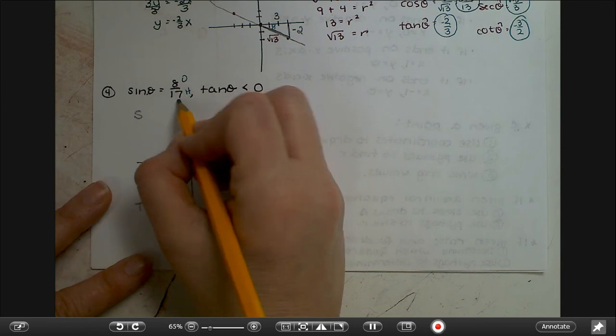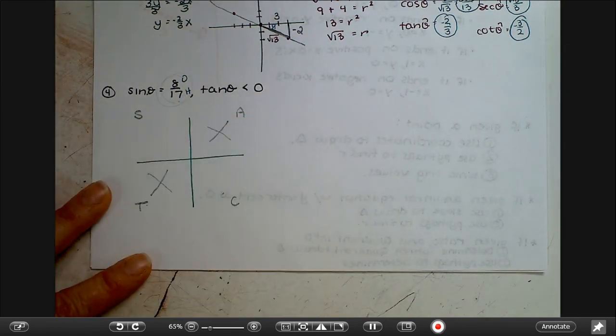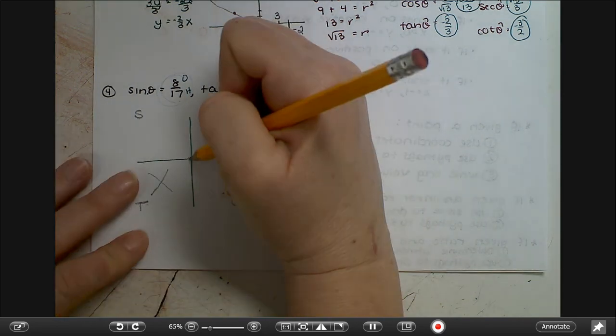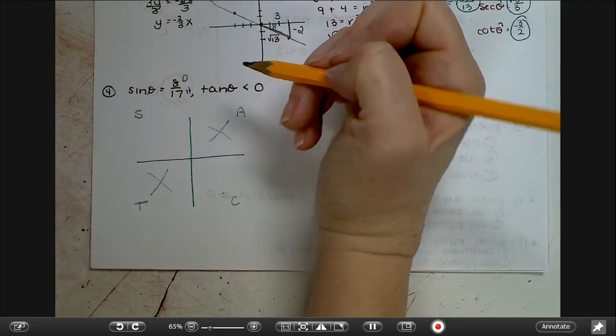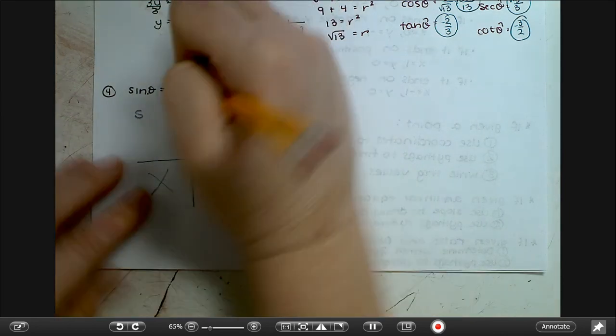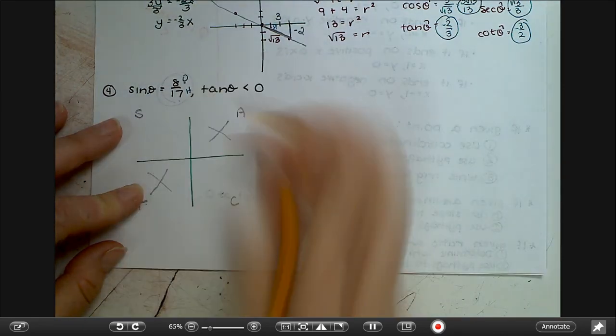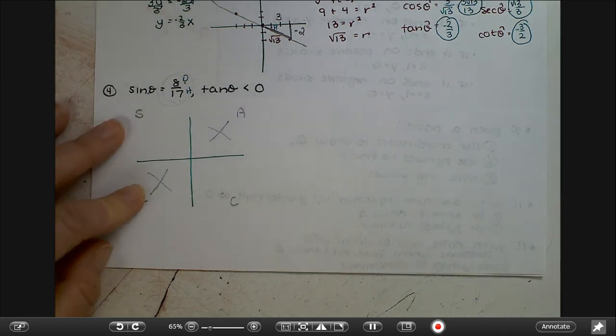Next, we're going to use the sine ratio to draw our triangle. Sine is going to be the hypotenuse, which is 17, and the opposite side, which is going to be the y. And I just explained that really badly because somebody walked by my room and I got distracted.